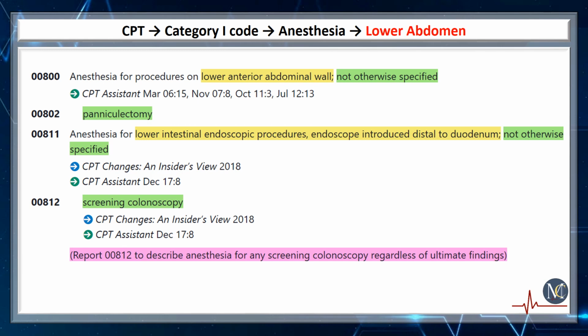Next code is 00802 panniculectomy. Panniculus is an apron of excess skin and fat hanging from the abdomen below the waistline. Ectomy means removal. The provider performs anesthesia service for a patient undergoing the procedure in which the surgical provider excises excess fat and skin called a pannus via an incision below the navel.